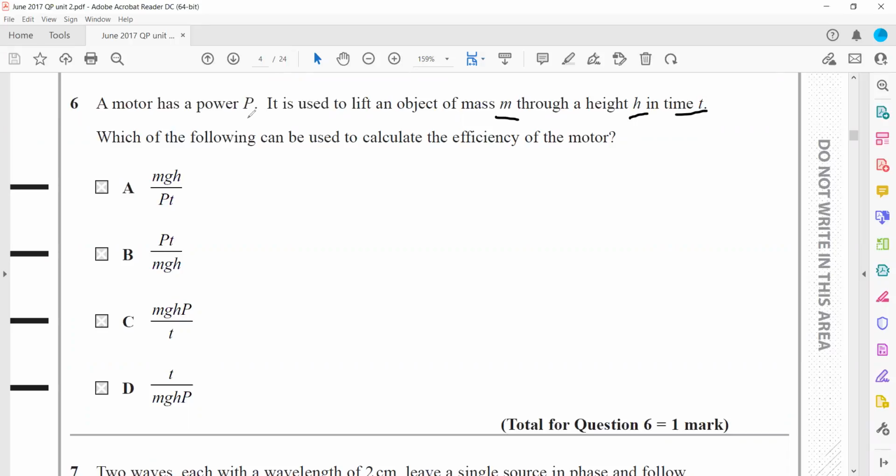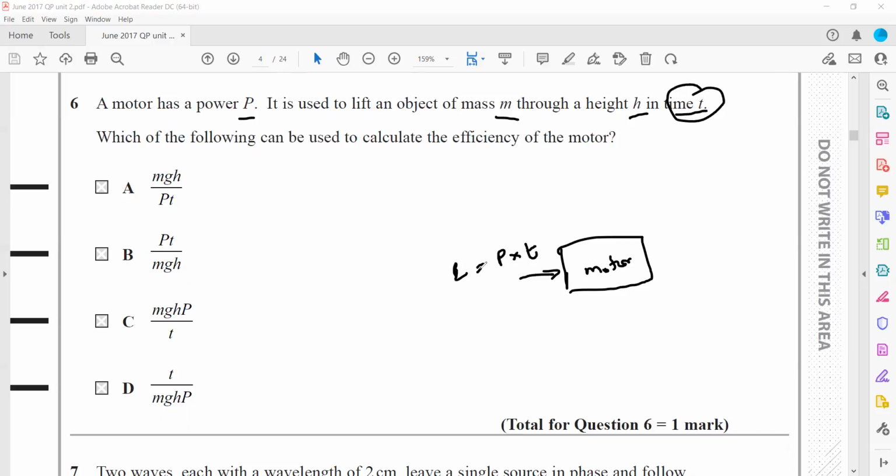So the motor has a power P and it is used for time t. For example, if there's a motor with power P, how much energy is taken by the motor? That is power multiplied by time. And this motor is lifting an object. Using the motor, we are lifting the object. So what is the output energy? That is the GPE, gravitational potential energy, which is mgh.